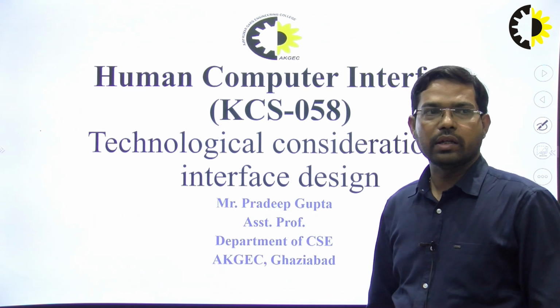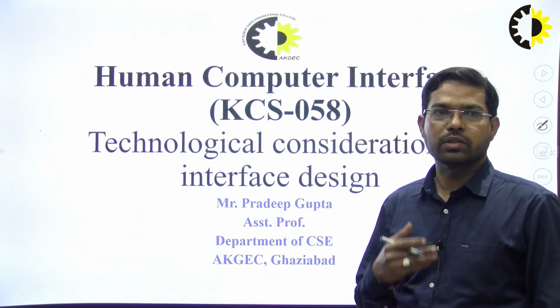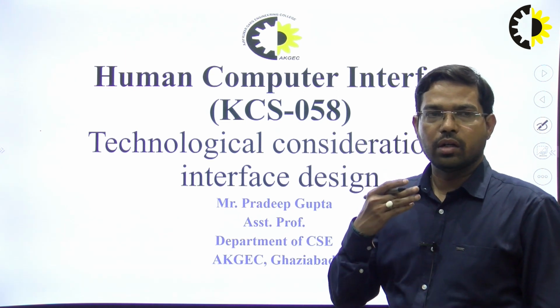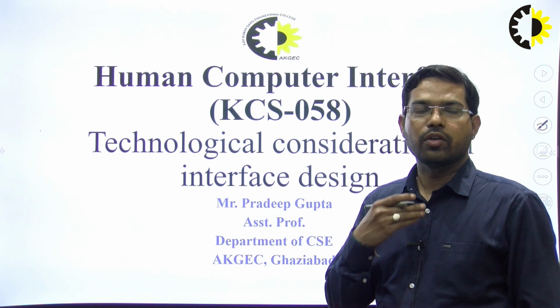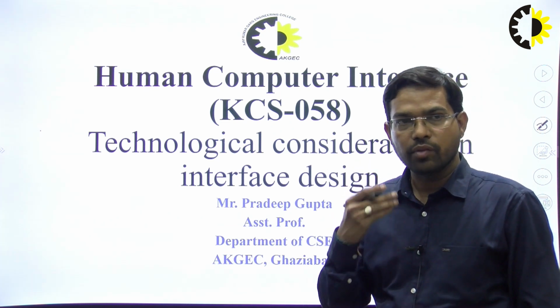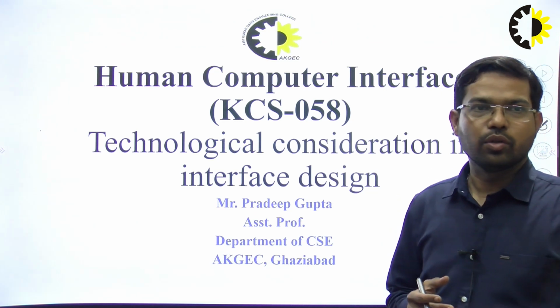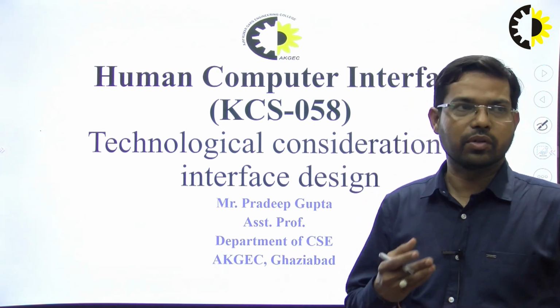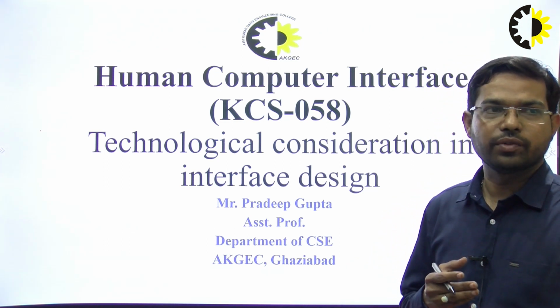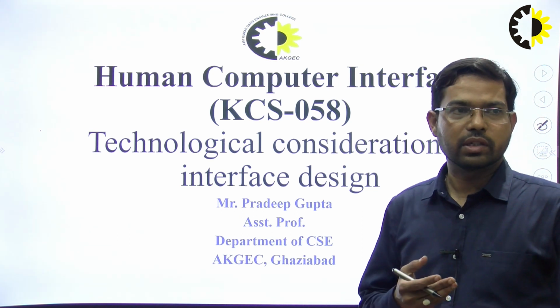So basically, technological means the physical characteristics of the system: system power, system resolution, what RAM there is, what system memory there is, what kind of output there is, what kind of design there is. So we have to identify the physical characteristics of any system. Okay, so today we have to discuss the technological point of view of interface design.